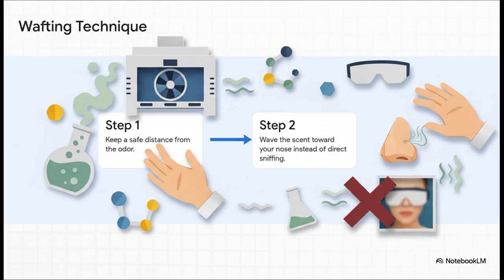When you're dealing with odors, step 1, keep a safe distance from the odor. Step 2, use your hand to gently wave the scent toward your nose instead of direct sniffing. As your mentor, I need you to actually practice this physically. Direct sniffing of unknown chemicals? Absolutely not. It can severely damage the mucous membranes in the nasal passages or cause terrible respiratory reactions. By wafting, you gently dilute the odor with the surrounding air, which allows you to observe the scent safely.